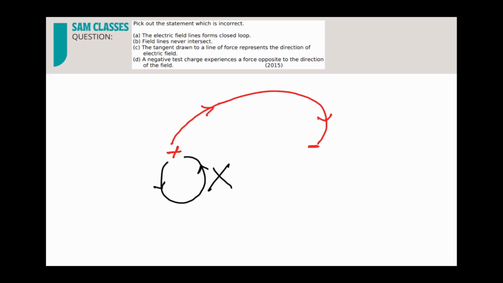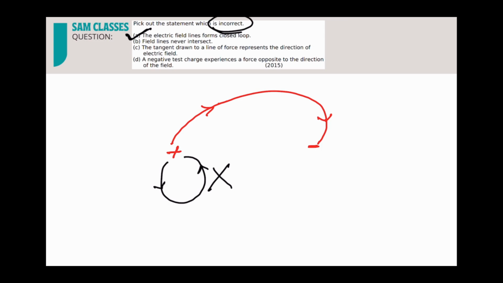So what do you mean by self loop, student? It means it should originate and come back to the same thing. Does this happen? No, correct. They come out from the positive and end in the negative part. So directly we can say this is not an option. This one is the incorrect statement, so this is the answer, correct.